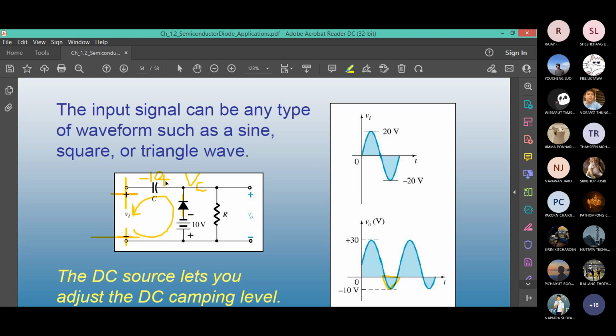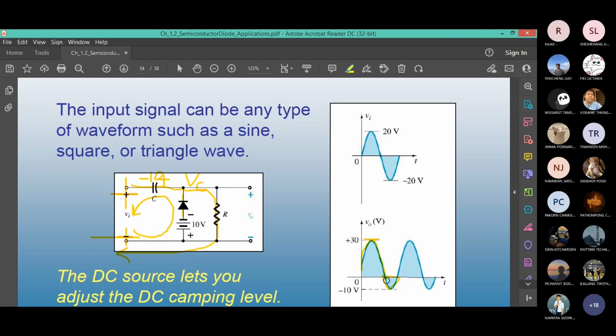So where is the current flowing? The outer loop is now a closed loop. It will flow clockwise. Use the KVL equation. VI, which is 20. 20 plus 10 minus VR, which is the same as V out. You can say minus V out. 20 plus 10 minus V out equals 0. Therefore, how much is V out? 30 volts. Here you have 30 volts during the positive half cycle.